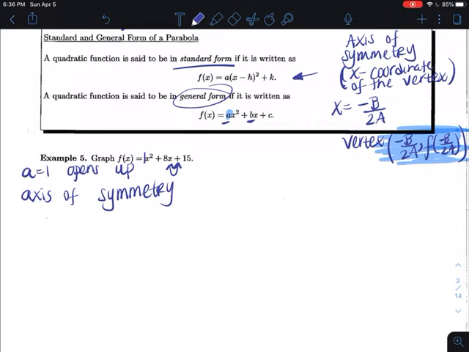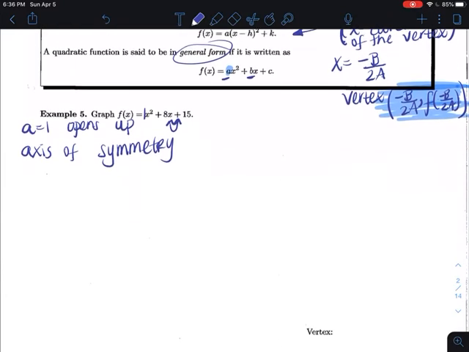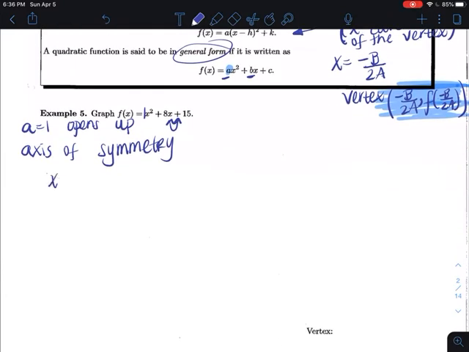To find the axis of symmetry, which is an equation, the formula is x equals the opposite of b over 2 times a. In our case, b is 8, so the opposite of b is negative 8, over 2 times the a value, which is 1. So this is negative 8 over 2, which equals negative 4.